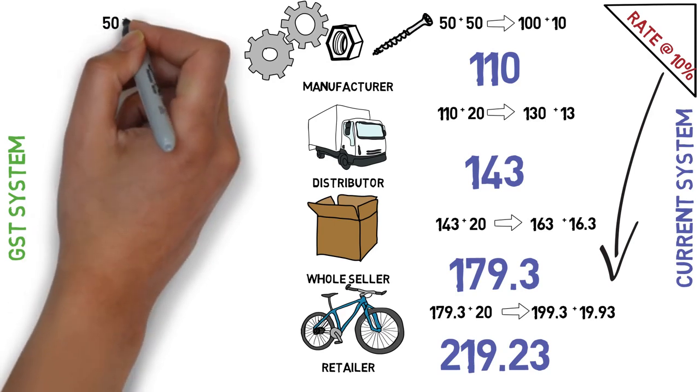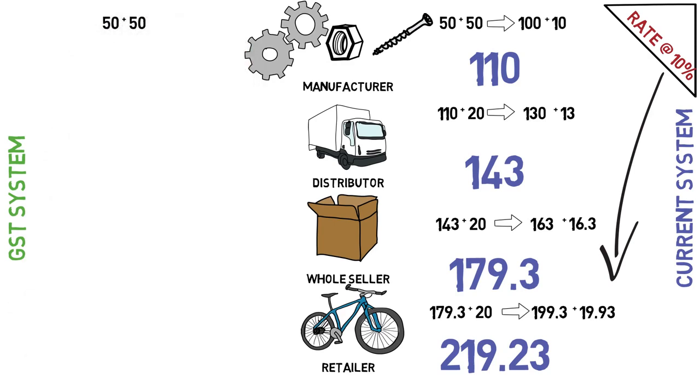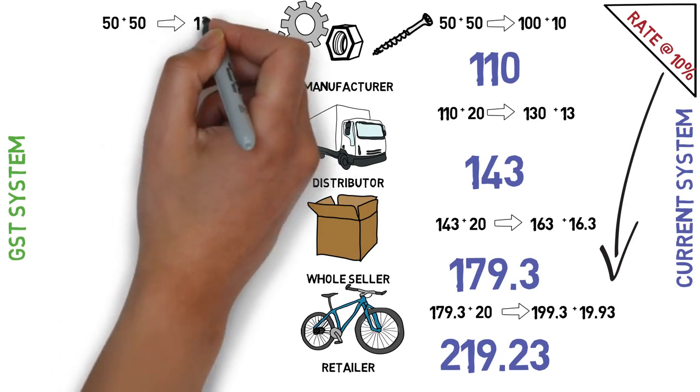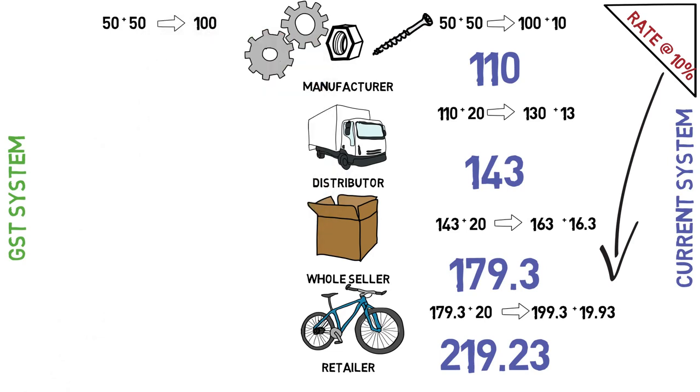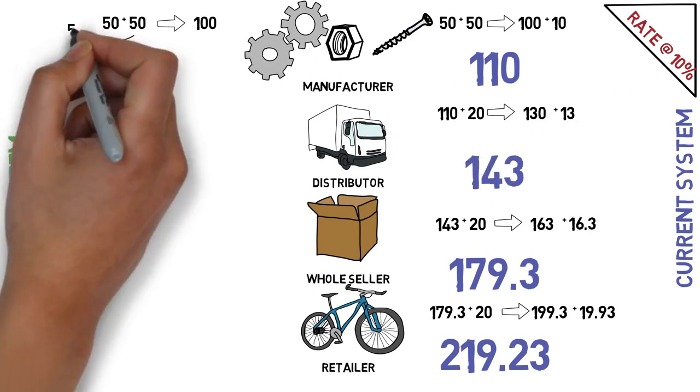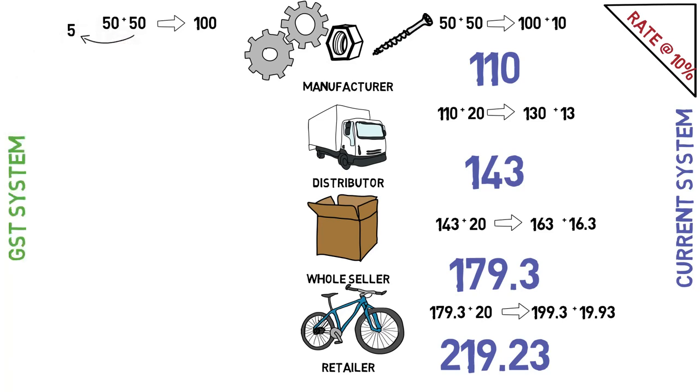Raw material of 50 rupees and the manufacturing value of rupees 50 make the product of 100 rupees. But this time the manufacturer has to pay taxes on the value added by him, which is rupees 50. So he pays 10% of 50, which is 5, as tax from his profit. But the selling price will not increase and the cost of product for distributor is 100 rupees only.